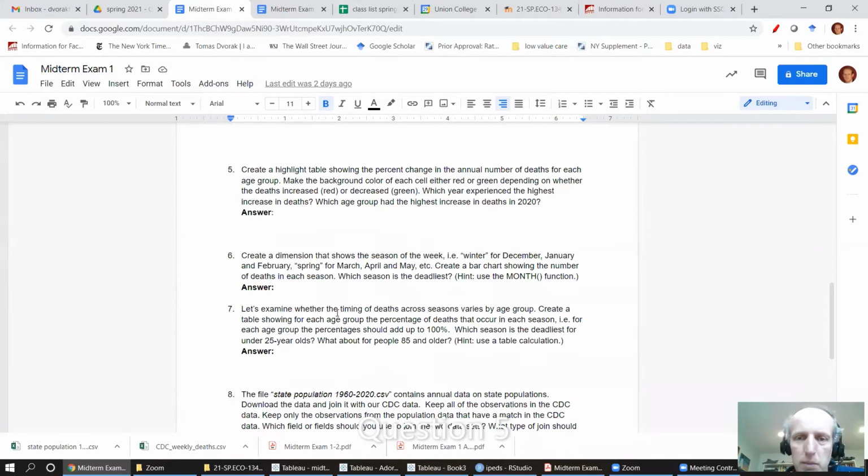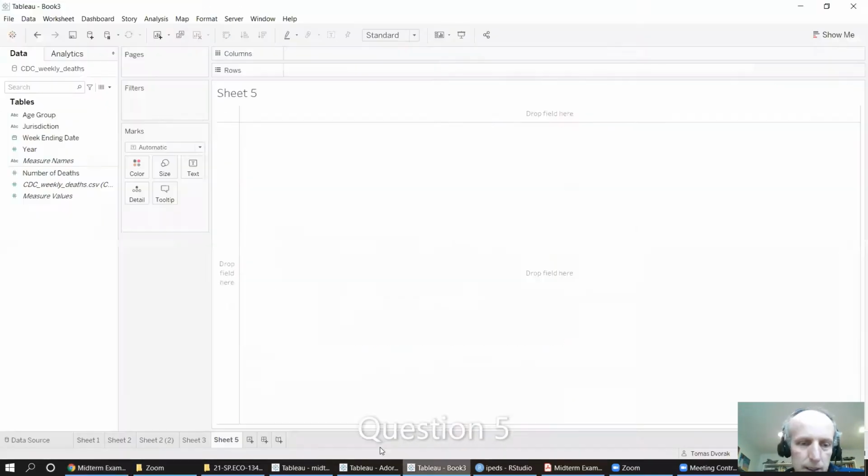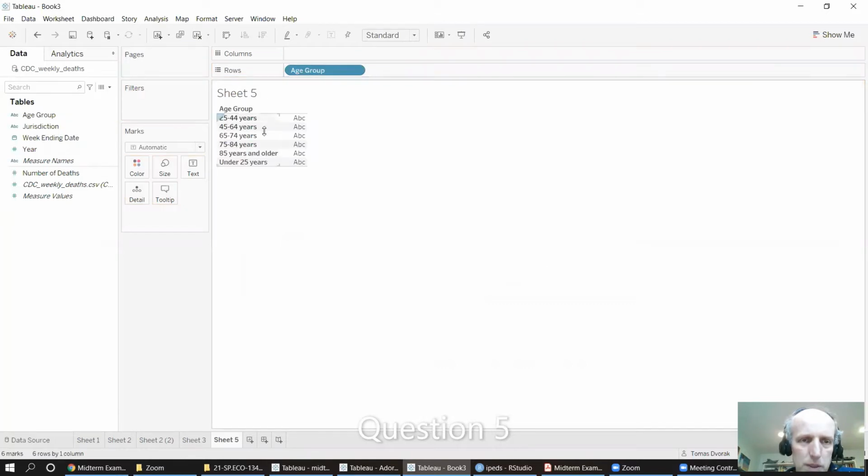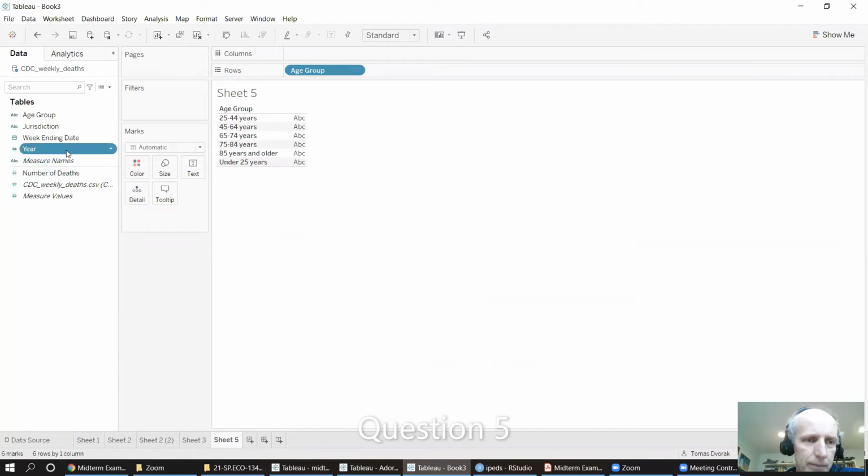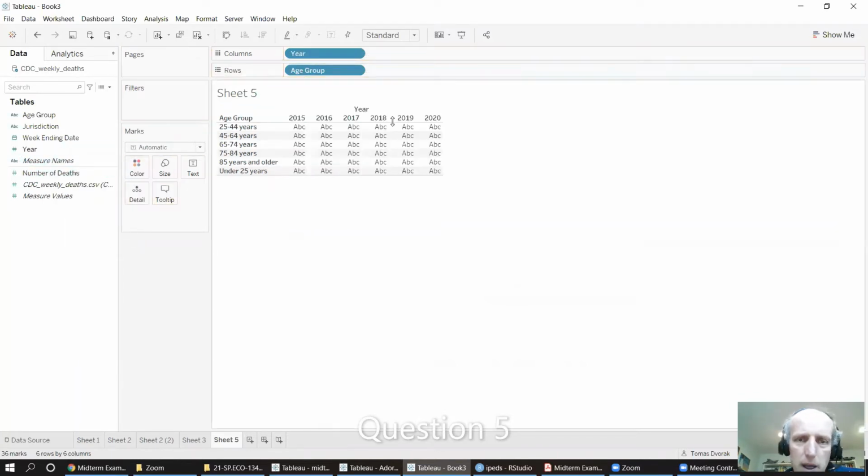Annual number of deaths. So let's do that. Let's first create a table where we have different age groups in rows. Let's put year. Actually, let's use this year. Let's make it discrete, and let's put it on the columns. And let's put number of deaths in the table.